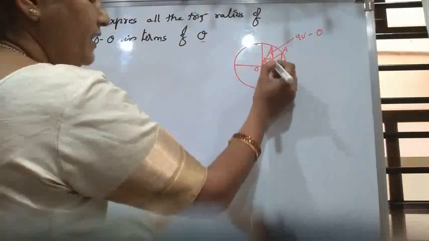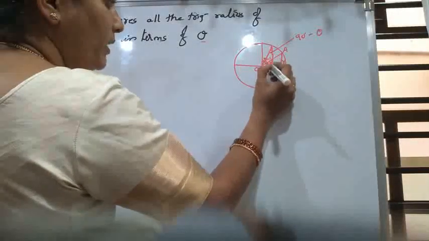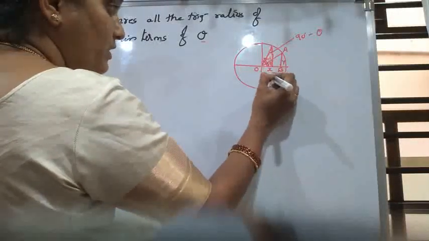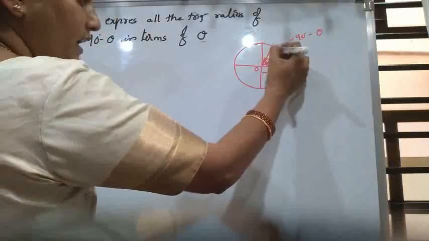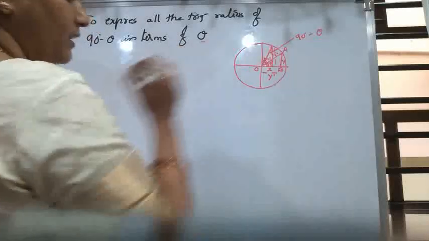So for this 90 degree minus theta, what will be our opposite side? This will be our opposite side. I will call it y dash. And the side on which this lies, it is x dash.